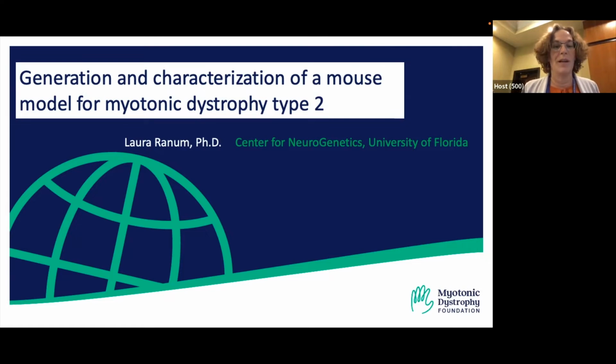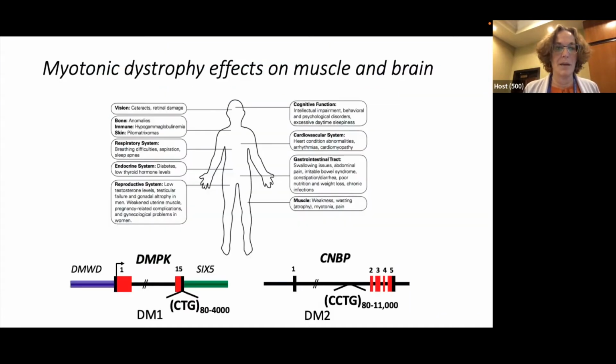I'm going to tell you about our new mouse model that we've developed for myotonic dystrophy type 2, and then try to draw some parallels across different diseases. So this slide you're familiar with, the top part, myotonic dystrophy, is a multisystemic disease. Just to remind people, the DM1 repeat is a CTG. You don't need any reminding of that probably, but the DM2 is a CCTG, so very similar repeat motif.